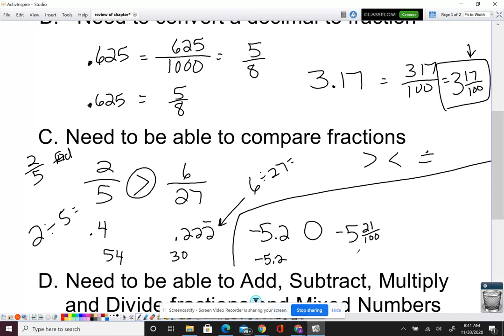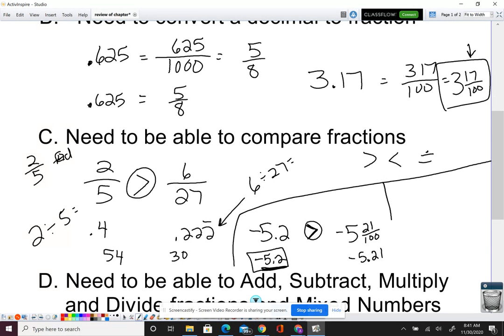That one, negative 5.2. Negative 5.21. Which one is larger? Negative 5.2. And why do you say that one is larger? Because it's closer to 0. Okay, thank you. When you're talking about negative numbers, the number that is closest to 0 is going to be the largest number. Always think about which one is further to the right on the number line.